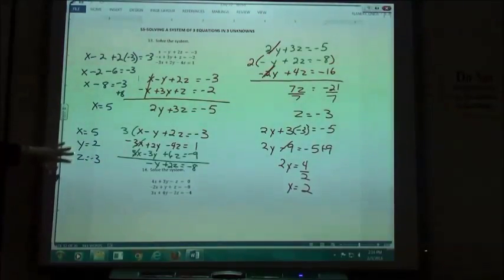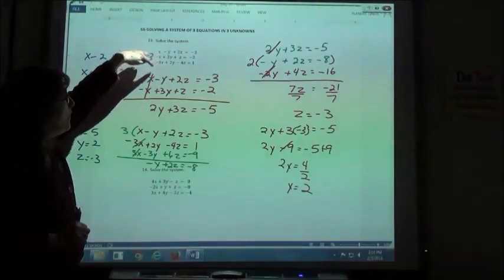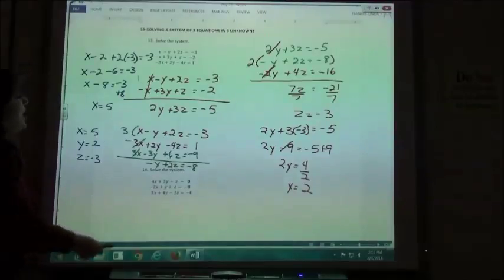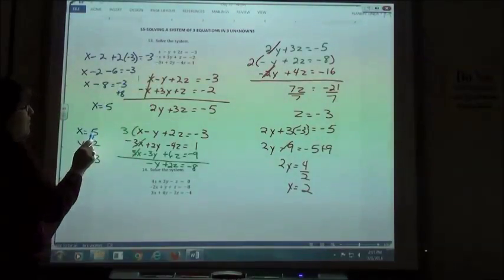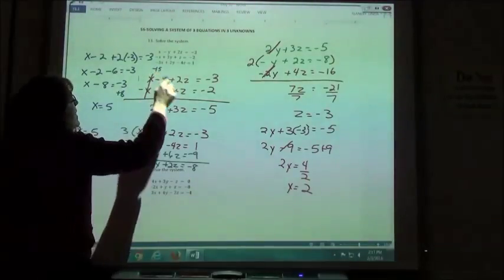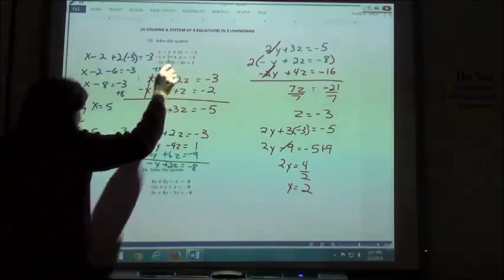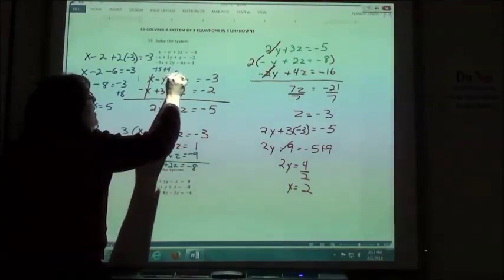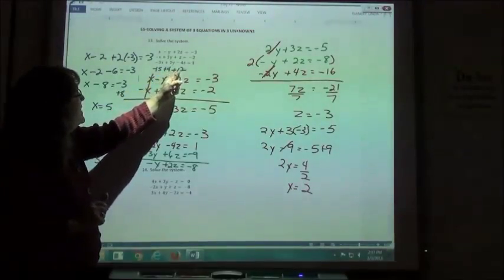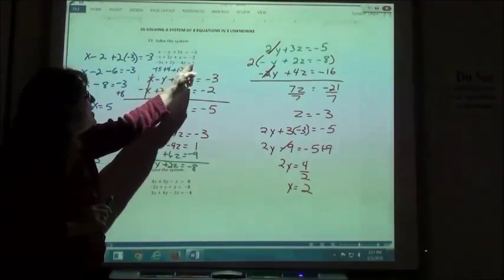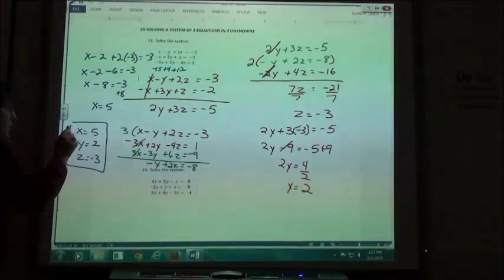If I wanted to double check that to make sure it was right, I would substitute it into either one or both of those equations and double check. I'm just going to check in the bottom one. So negative 3 times the 5 would be negative 15. 2 times 2 would be positive 4. Negative 4 times negative 3 is a positive 12. So 4 plus 12 is 16. 16 minus 15 is 1. Yes, that checks out. So this is going to be my answer.